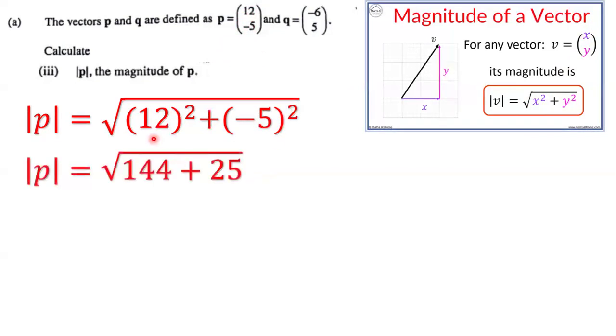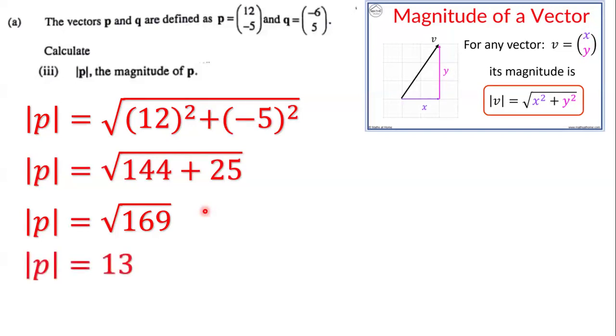And so what is 12 squared? Well, 12 squared is 144. What is -5 squared? -5 squared is -5 times -5, which is 25. And then we say, okay, well, what is 144 plus 25? Well, 144 plus 25 is 169. And so we have that the magnitude of P is equal to the square root of 169. And what is the square root of 169? Well, the square root of 169 is 13. So that means that the magnitude of P is equal to 13.